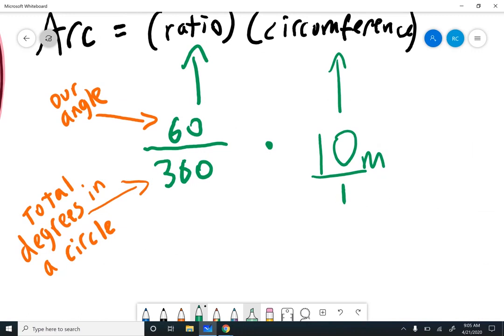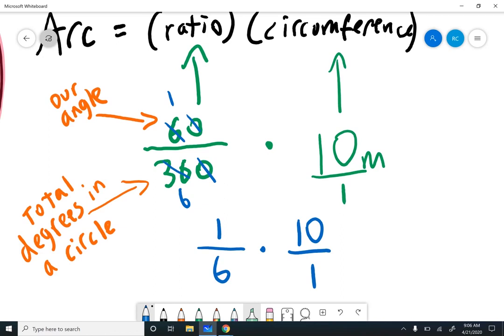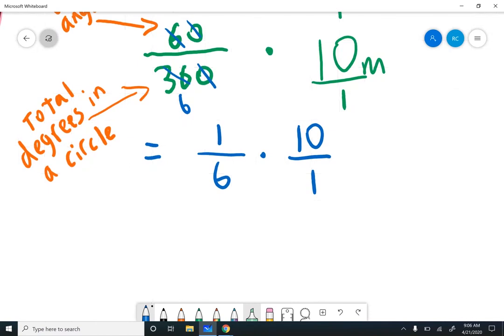60 divided by 360, well, let's see. Both of them are divisible by 10, making it 6 over 36. 6 and 36 are both divisible by 6, so that's 1 over 6. So we end up with 1 over 6 times 10 over 1. That gives us 10 over 6, right?